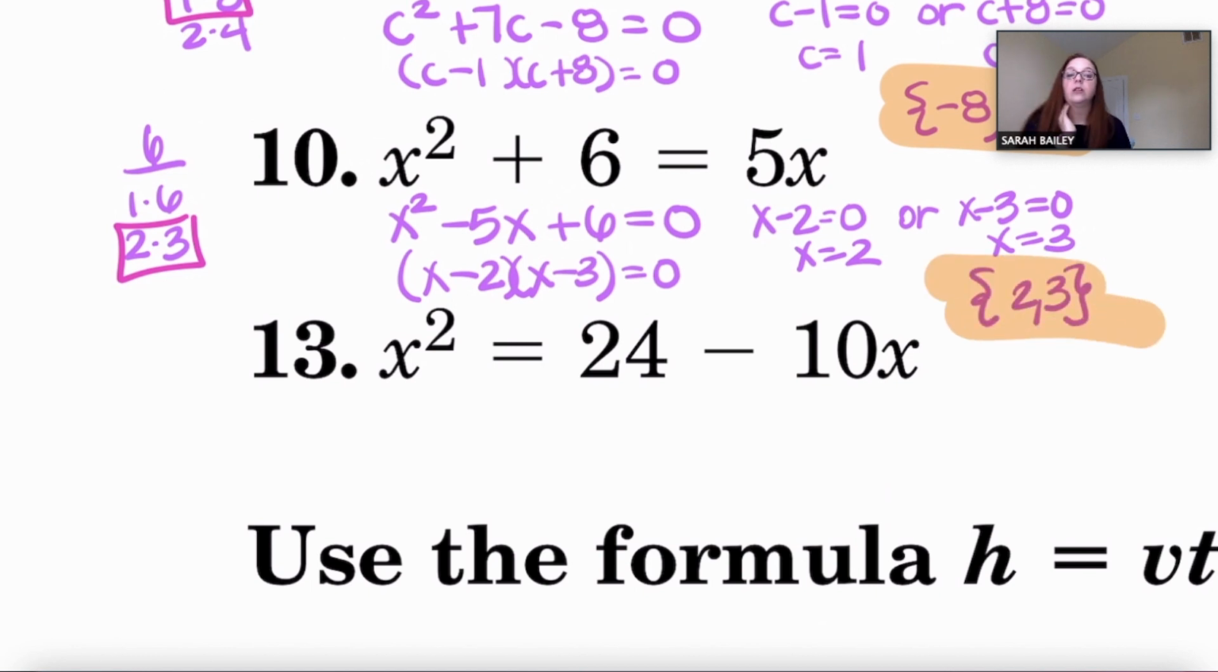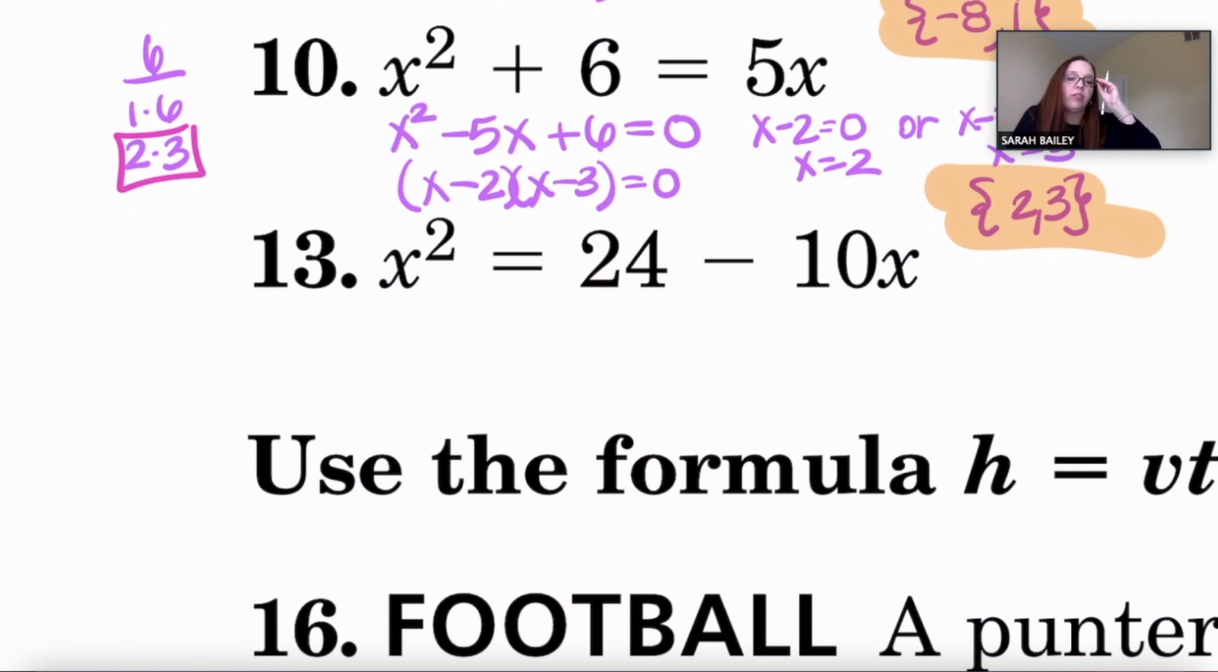Okay, let's do one more. So 13, I'm going to move everything to the left side because I don't want to subtract the x squared on both sides, because it makes it more difficult if the x squared term is negative. So x squared, I'm going to add the 10x on both sides, subtract the 24 on both sides. There we go, equals 0.